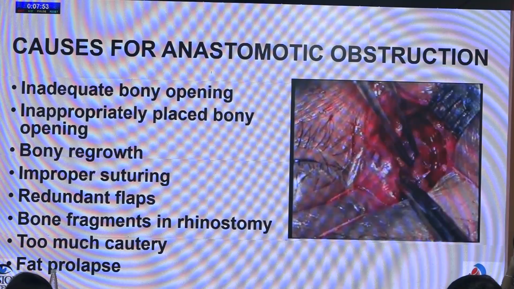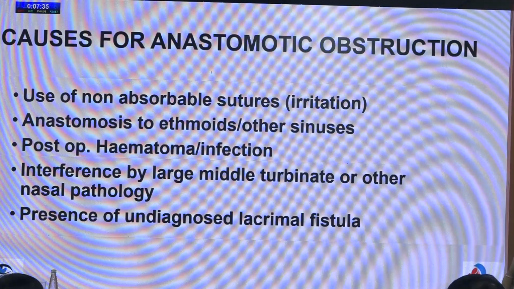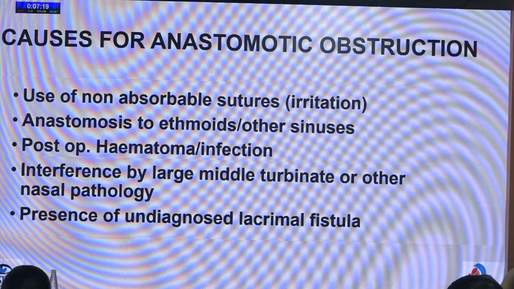Too much cautery, of course, you would only use it in the initial few steps of the surgery, that is, if the angular vein starts bleeding. Another thing is, when you're punching, make sure not to punch too much medially, otherwise you can induce some amount of fat prolapse. The other things are, of course, a post-op hematoma and interference by any nasal pathology. As Dr. Krishna Priya also mentioned, get rid of any nasal pathology. Get an ENT clearance for all patients before any surgery.